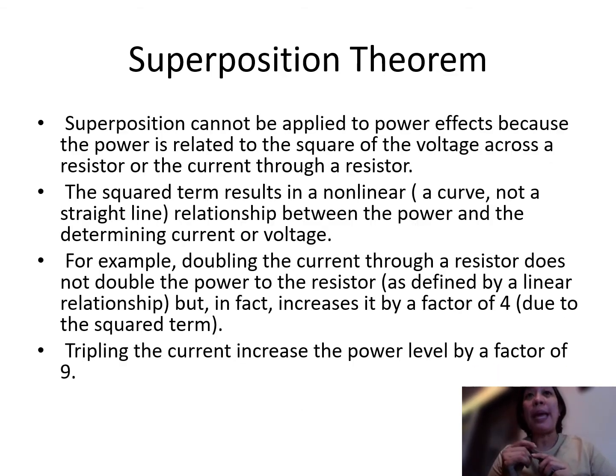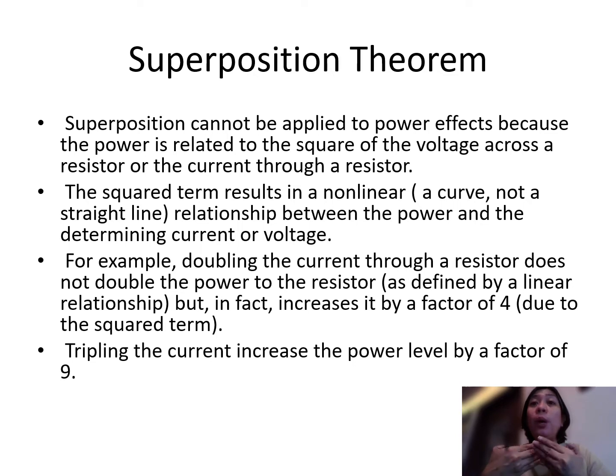Superposition cannot be applied to power effects, okay? Because the power is related to the square of the voltage across a resistor or the current through a resistor. So if we're going to get the power dissipated in a certain resistance, if we make use of voltage, it is equivalent to V squared all over R, or if we make use of current, it is I squared multiplied by R. So we cannot apply the superposition theorem to power effects.